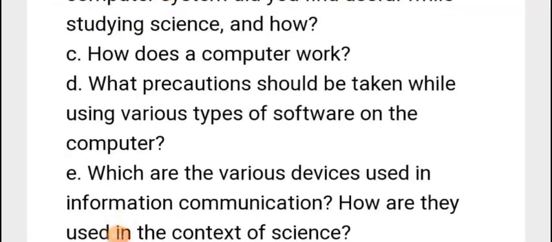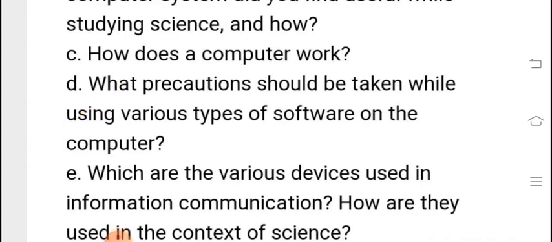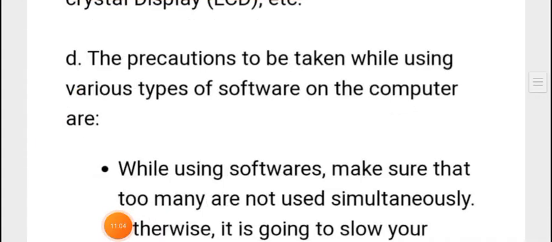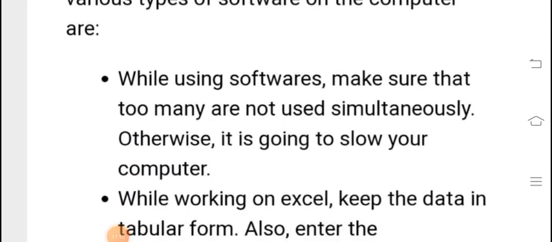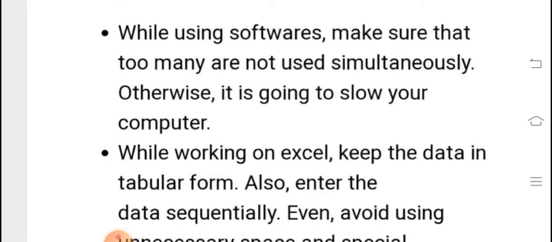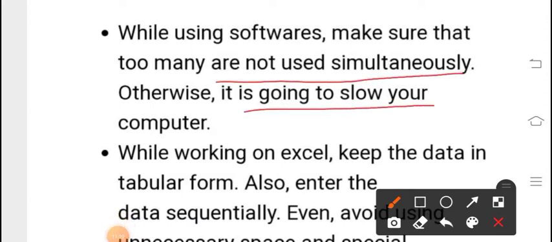Next question is, what precautions should be taken while using various types of software on the computer? Answer is, the precautions to be taken while using various types of software on the computer are: while using software, make sure that too many are not used simultaneously, otherwise it is going to slow your computer.